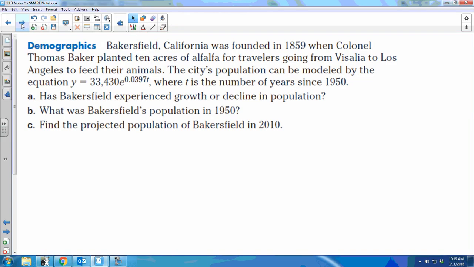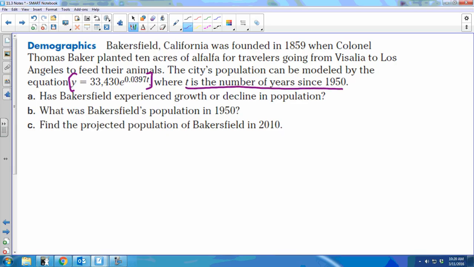Bakersfield, California was founded in 1859 when Colonel Thomas Baker planted 10 acres of alfalfa for travelers going from Visalia to Los Angeles to feed their animals. The city's population can be modeled by the equation, and it gives you a nice exponential equation, where T is the number of years since 1950. So that's going to be important later.